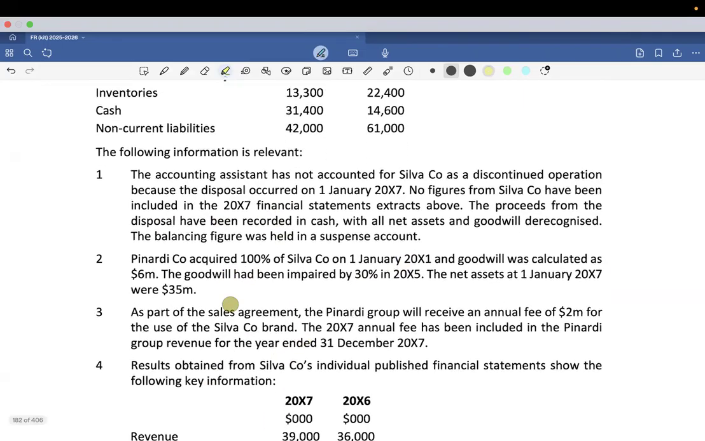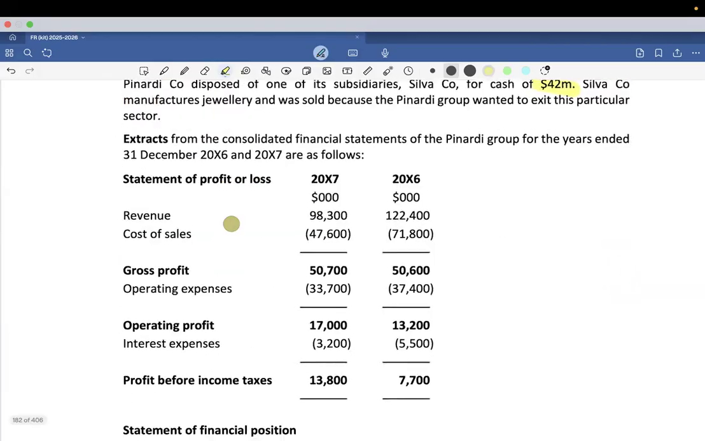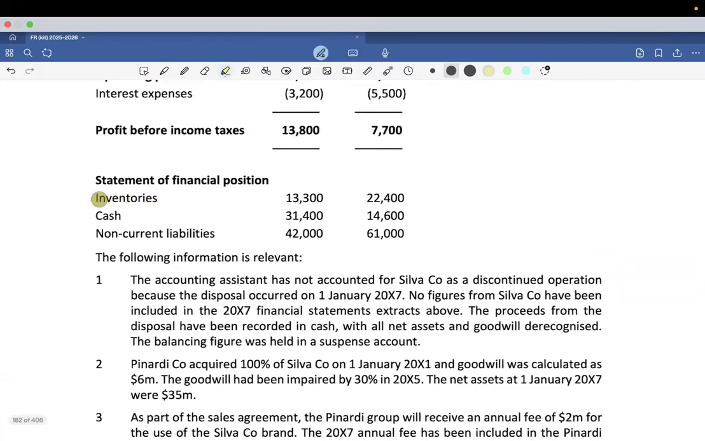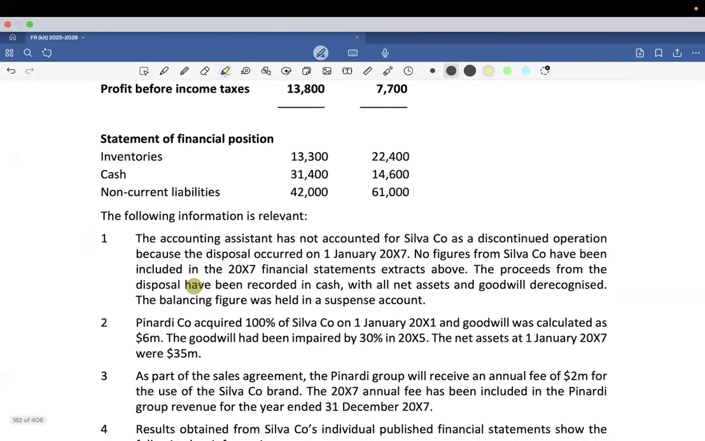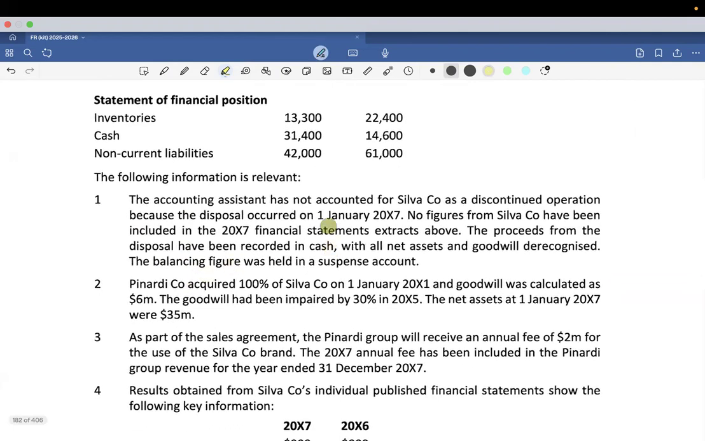We didn't read all this. The accounting assistant. So here they have given you the inventory, the cash, the non-current liabilities. The accounting assistant has not accounted for Silva Company as a discontinued operation because the disposal occurred on 1st January 2007. No figures from Silva Company have been included in the 2007 financial statement extract above.